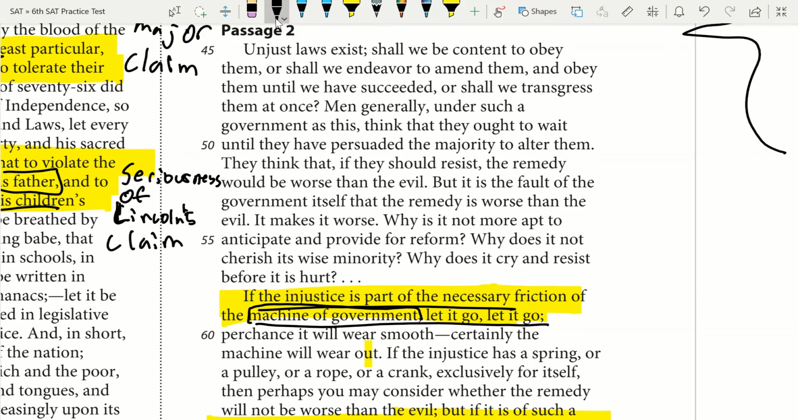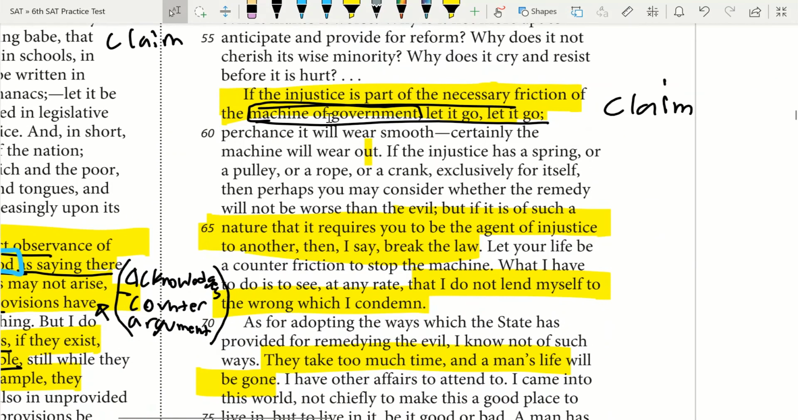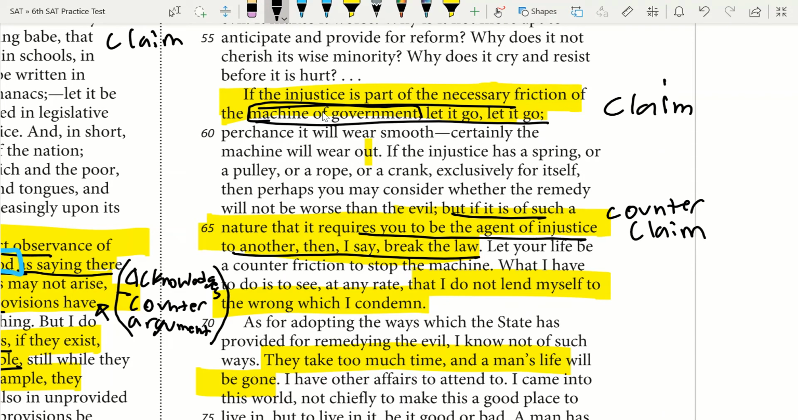Okay, so that's basically making a claim. Once again, anytime I see a claim, I want to highlight that. So that's why I highlighted that. Next thing I've got is down here. We've got, but if it is of such a nature that it requires you to be the agent of injustice to another, then I say break the law. This is something that is going against what Lincoln says. Anything that goes against what another passage says, or is a rebuttal, or is a counterclaim, in this case a claim that is counter to what Lincoln is arguing, anytime I have that, I want to make sure I highlight it. Lincoln said obey laws pretty much at all costs. Thoreau is saying no, if it requires you to be the agent of injustice, or in other words, requires you to do wrong, then go ahead and break it.